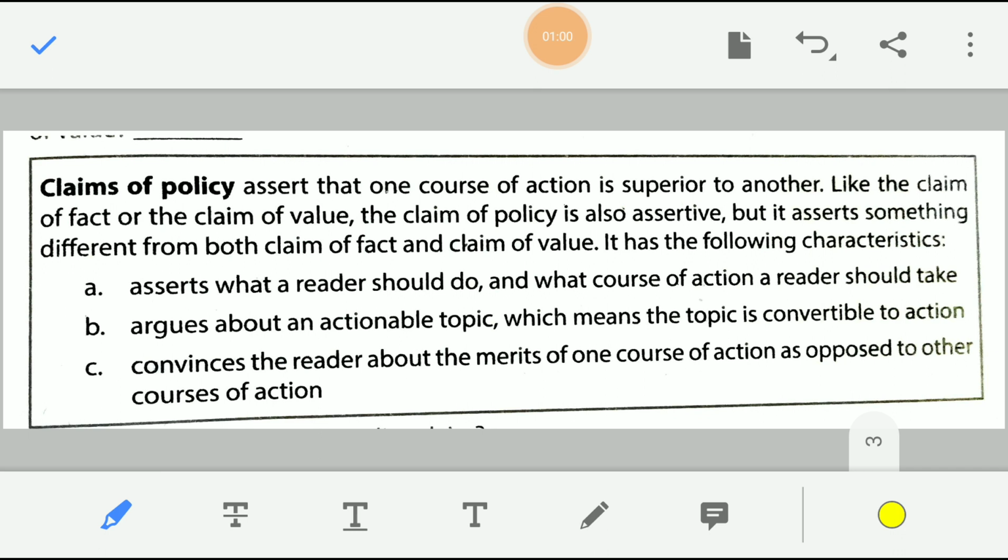The last one is the claims of policy. The claims of policy is a question on whether one course of action is superior over another. So if one action is likely to be chosen over another, then you are having a claim of policy. Let us discuss each one of them in a deeper manner.